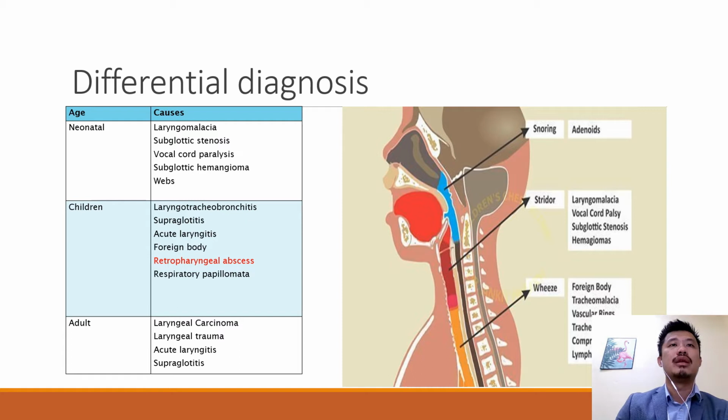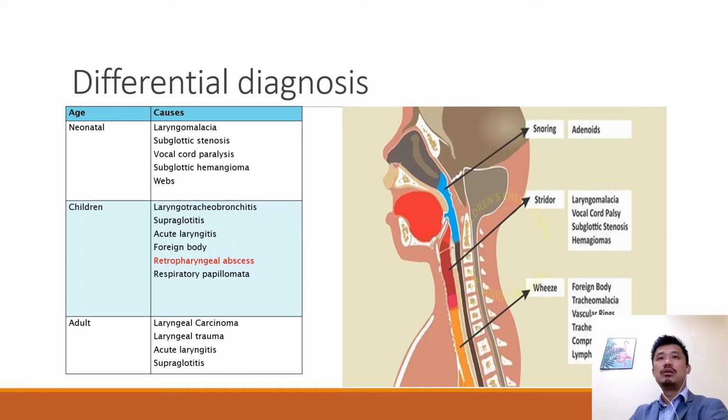In children, we think of croup, supraglottitis, acute laryngitis. This is important for foreign body, as a lot of children picks up things and put into their mouth inadvertently. And most importantly, retropharyngeal abscess is also quite common in pediatric age group, and also rare, but we can get a few of these cases are respiratory papillomatosis. And in adult, usually patient will have common causes are laryngeal carcinoma, laryngeal trauma, supraglottitis, or acute laryngitis.